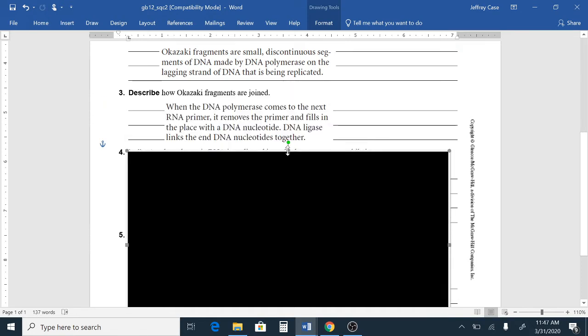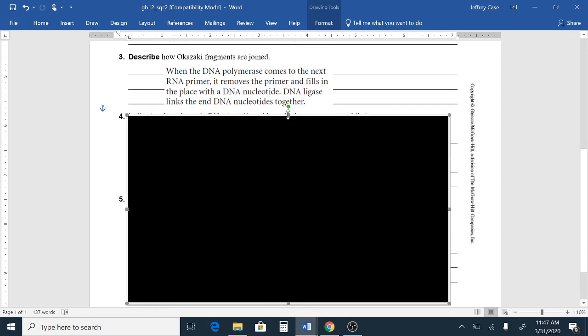Number 3, describe how Okazaki fragments are joined. When the DNA polymerase comes to the next RNA primer, it removes the primer and fills in the place with a DNA nucleotide. DNA ligase links the end DNA nucleotides together.